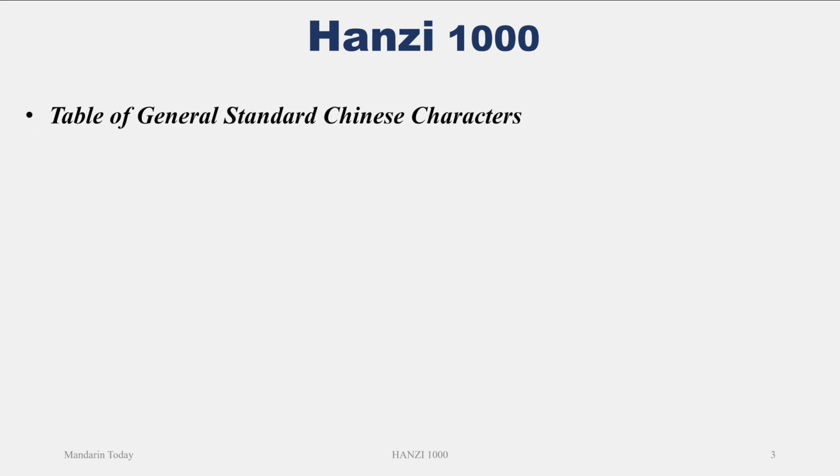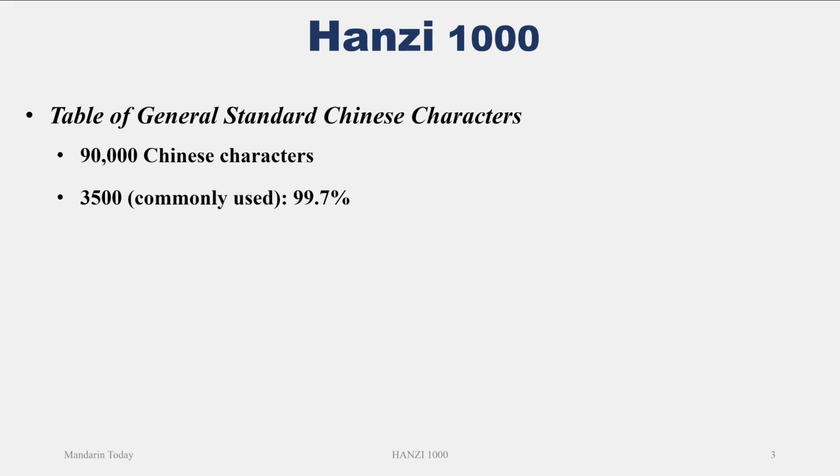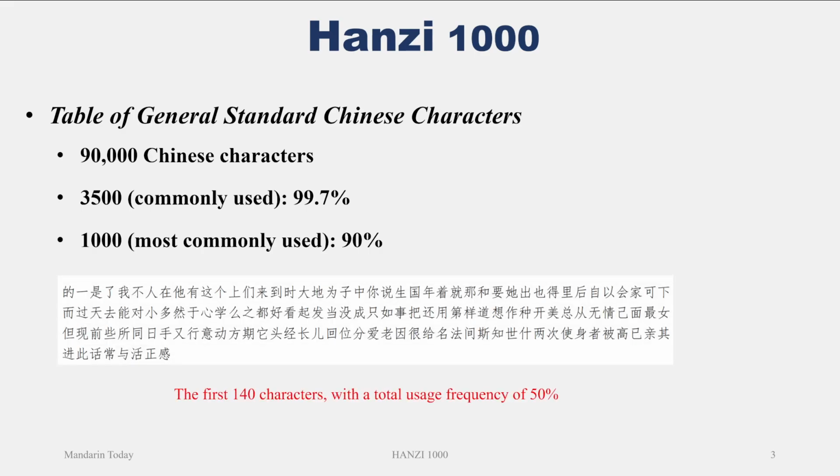According to the Table of General Standard Chinese Characters, there are 90,000 Chinese characters in total, but only 3,500 of them are commonly used, and that accounts for 99.7%. If we go a step further, the most commonly used characters are only 1,000, accounting for 90%. So 1,000 seems like a manageable task. If you can really work your way through each character, pronunciation, basic meaning, common usage, you will have laid a pretty good foundation for yourself.